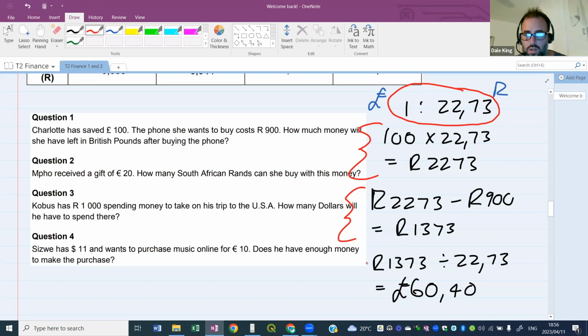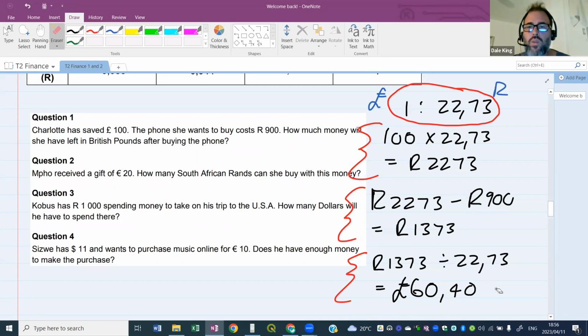So we got to convert those leftover rands back into pounds, but this time we're going to divide. Okay, we want to know how many 22 rand 73s do I have in this money? Because each one is a pound. So you divide and you get 60,40 pounds. All right, so 3 steps to get to our answer over here. All right, good job to all those people that got it.